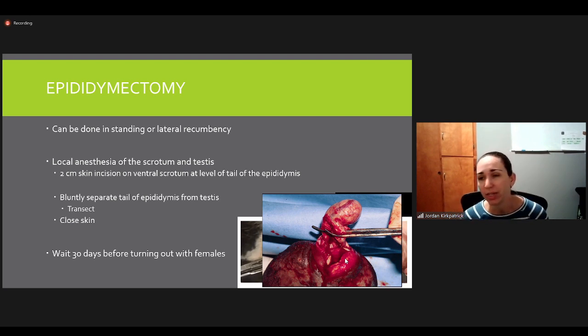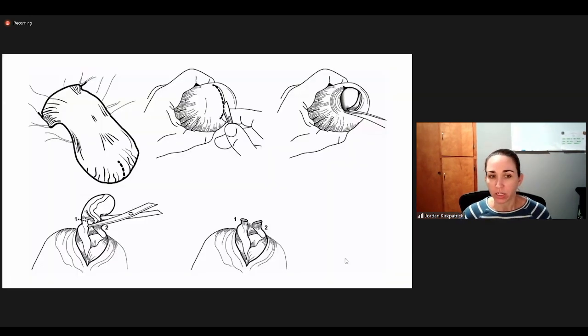With this procedure, they need to wait 30 days before they go back out with any females because they can still have some fertility up until like 30 days after the procedure is done. And this is just another schematic to give you a visual of how the procedure is done.